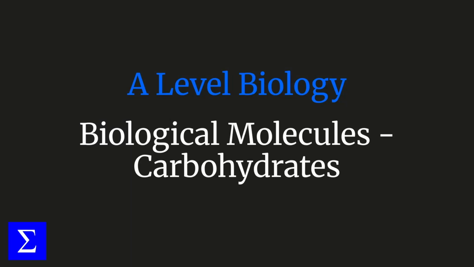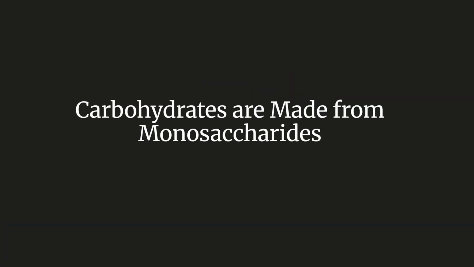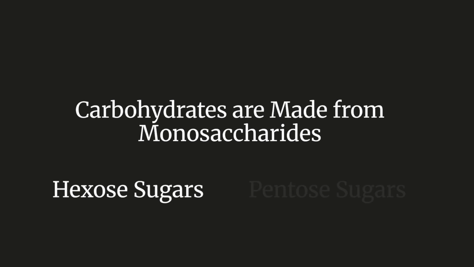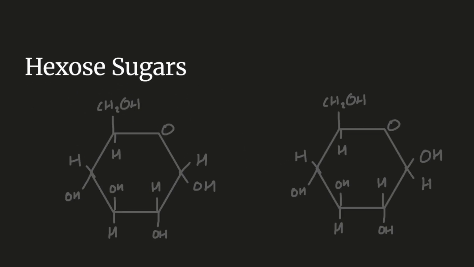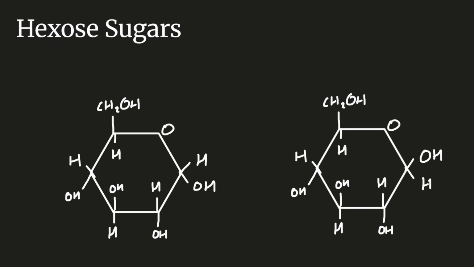This is A-level biology, biological molecules, carbohydrates. So, carbohydrates are made from things called monosaccharides, and the two types of monosaccharides are hexosugars and pentosugars. First, we're going to look at hexosugars. So, the two examples you need to know are alpha glucose and beta glucose.